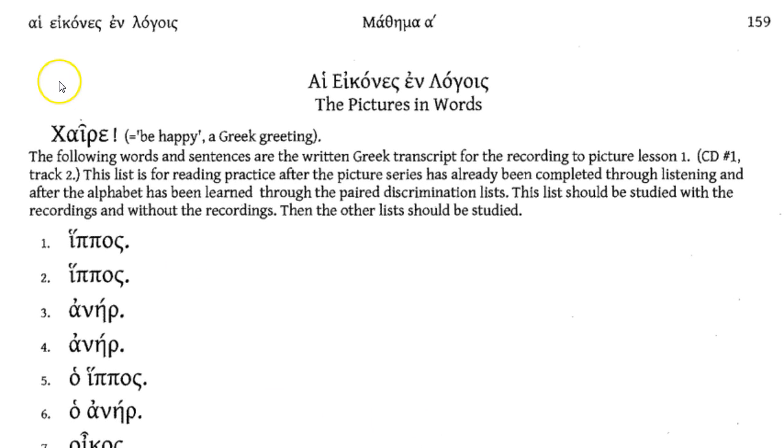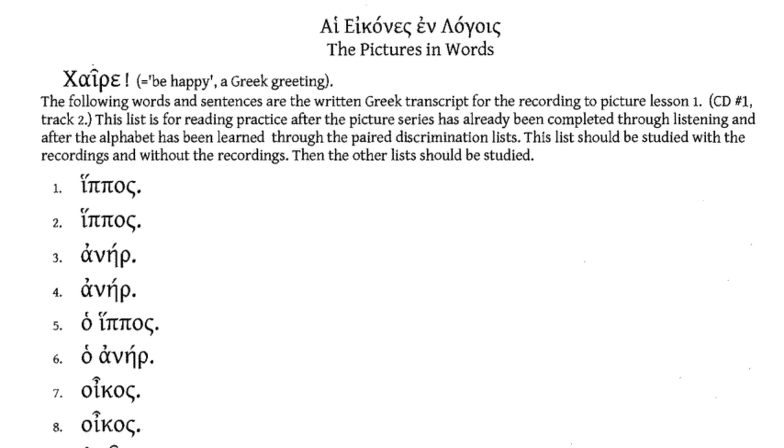At the top you see Eikones in Logius, the pictures in words, Mathema Alpha, lesson 1, the page number. And then follows a set of instructions for the best way to use the pictures in words, along with, as you can see as I drag down the window, the Greek text of each of the pictures. So the first picture was a horse, and number 1 is Epos.